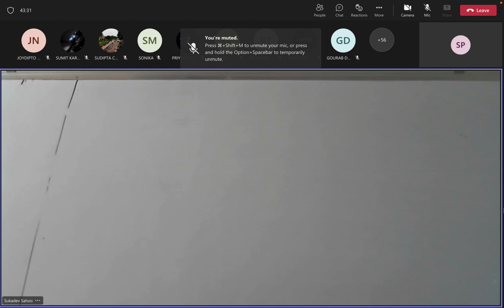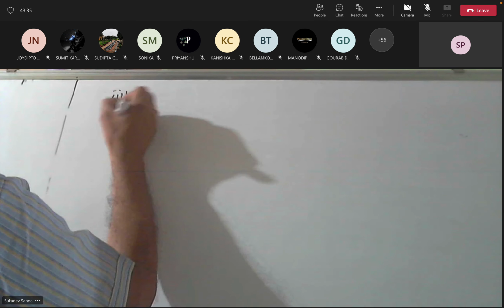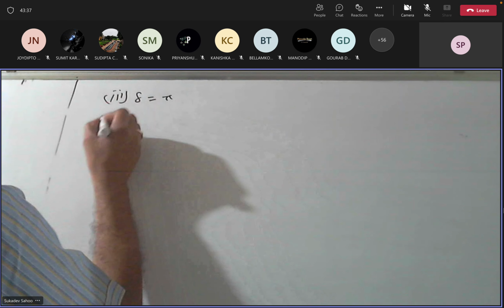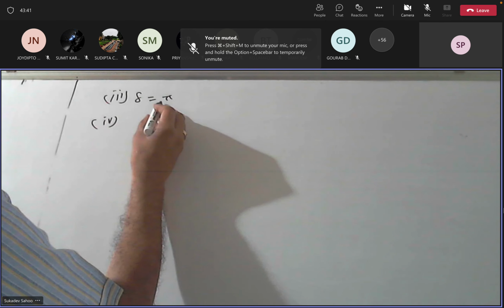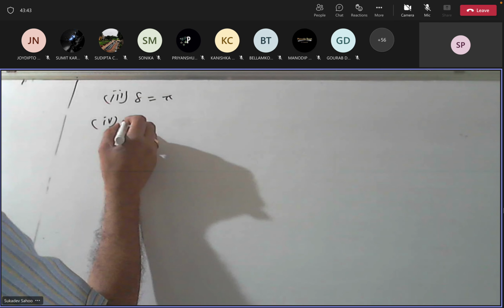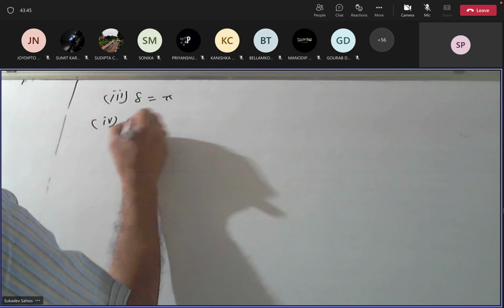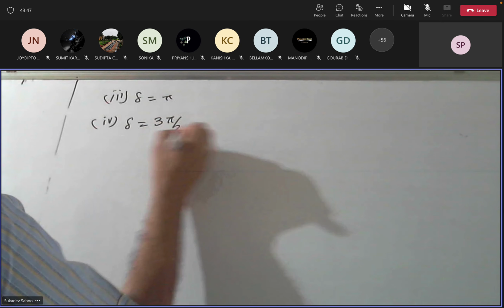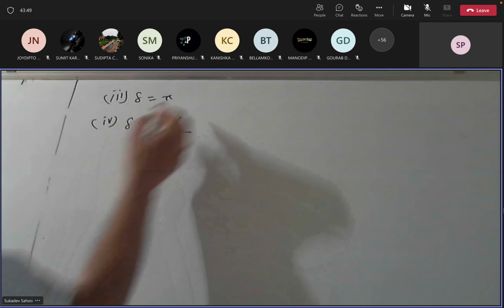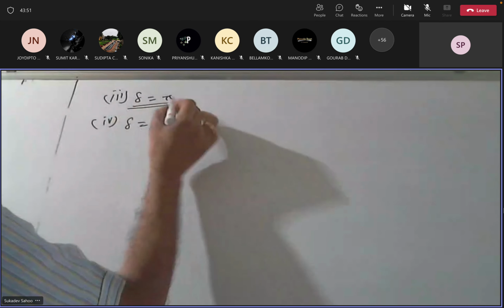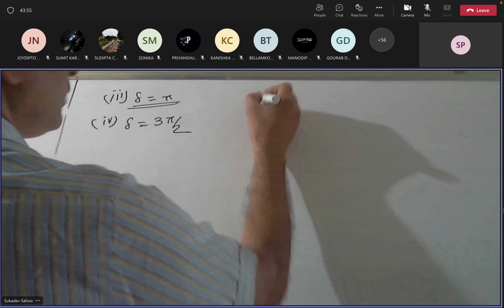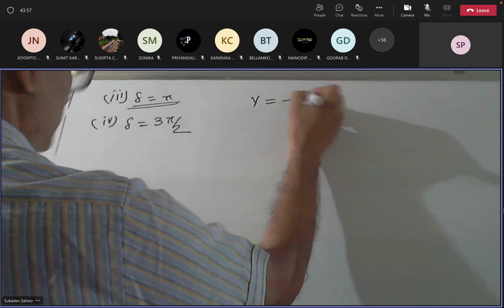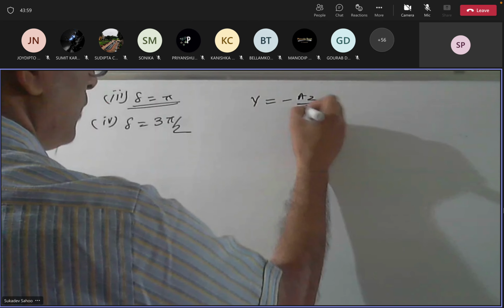Similarly, for the other cases, delta equal to pi, case 4, and delta equal to 3 pi by 2, all of you will try. Details are given in the study material. In the case of delta equal to pi, you will obtain that the equation of motion will be like y equal to minus a2 by a1 x.